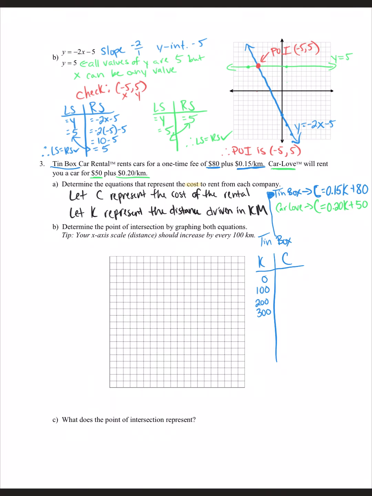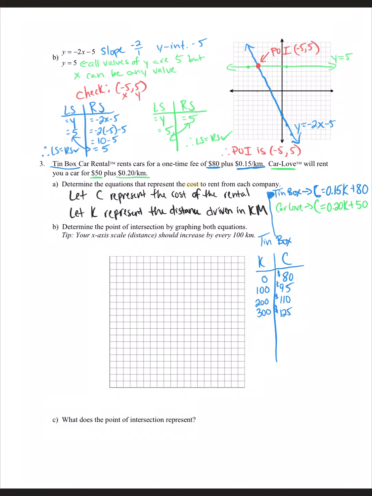All right, so if I plug in 0 for K, I'm going to end up with 80, because 0 times 0.15 is 0, plus 80 will be 80, okay? If I were to plug in 100, hopefully we can see that we would get 95, and just continuing on, if I plug in 200, I'm going to get 110. And if I plug in 300, I'm going to get 125.